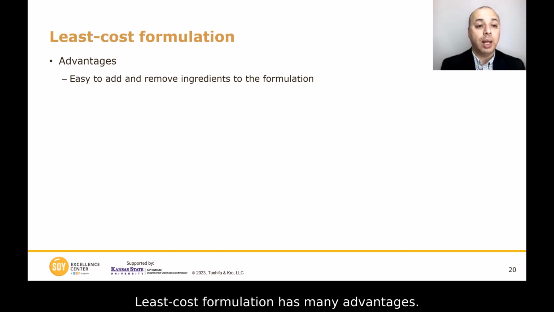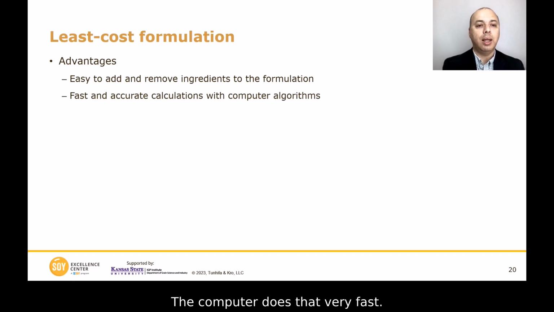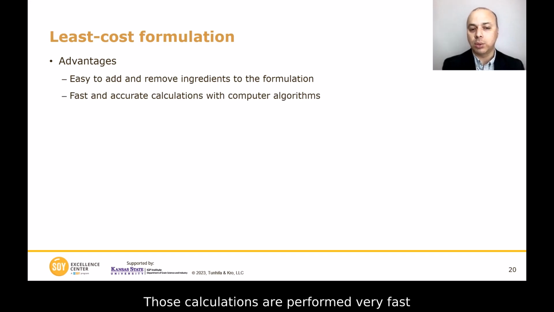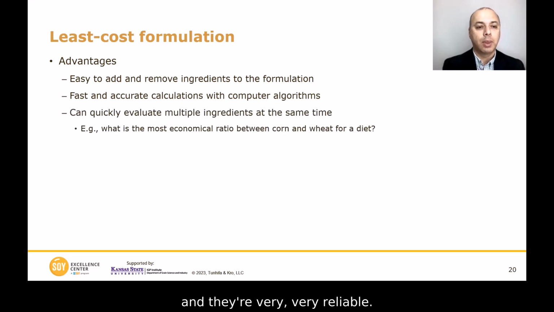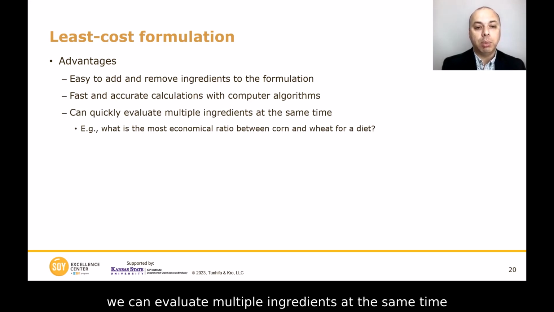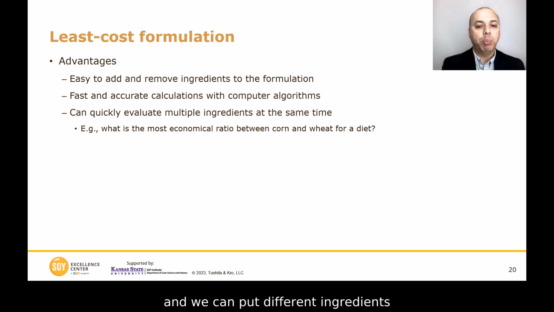Least cost formulation has many advantages. One is it's easy to add and remove ingredients to the formulation, contrary to doing it by hand, where there are a lot of calculations that need to be done. The computer does that very fast. Those calculations are performed very fast, and they're very, very reliable. Because those calculations are quick, we can evaluate multiple ingredients at the same time, and we can put different ingredients to compete with each other.